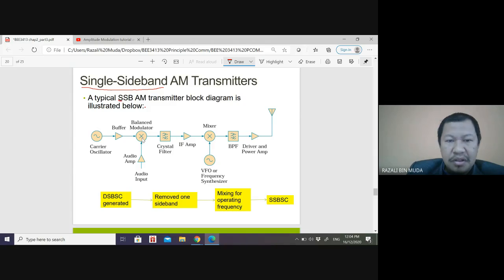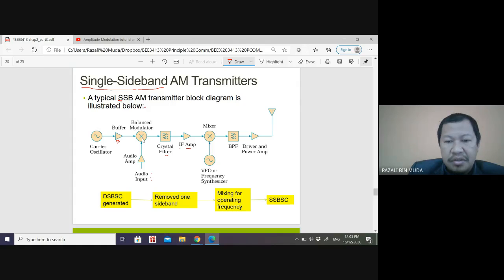After removing one sideband, the original AM signal, which has two sidebands (double sideband), becomes single sideband. So this is the block diagram of the single sideband AM transmitter. Here we have the carrier oscillator, then the buffer, then the balanced modulator, where the audio or baseband is input. Then it goes to the crystal filter, RF amplifier, and the mixer.